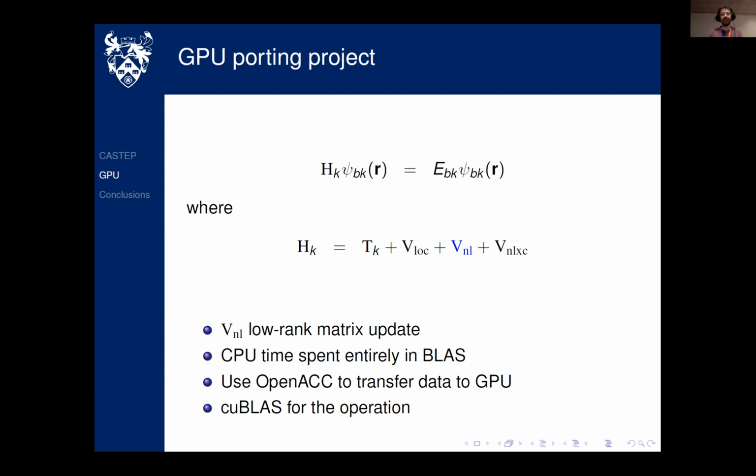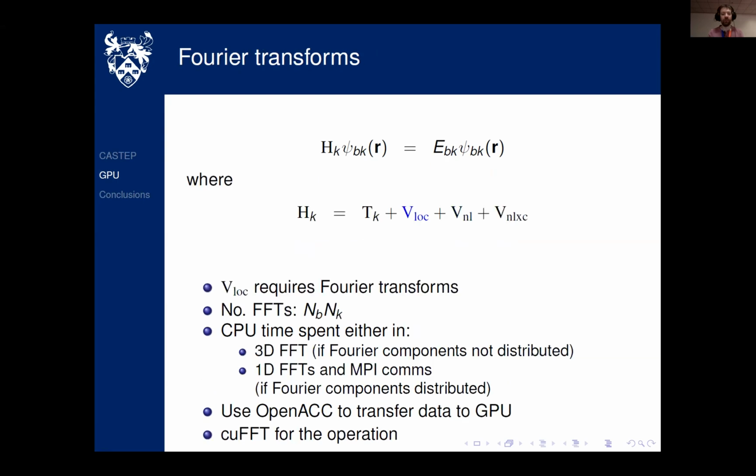And actually, I'm not going to talk really about this, but the local potential is quite straightforward, but involves a Fourier transform. And similarly, there's cuFFT. As long as you've moved the data to the right place, cuFFT can do the Fourier transforms there. So if we look at that, it doesn't dominate for large systems. For smaller systems, it can be important.